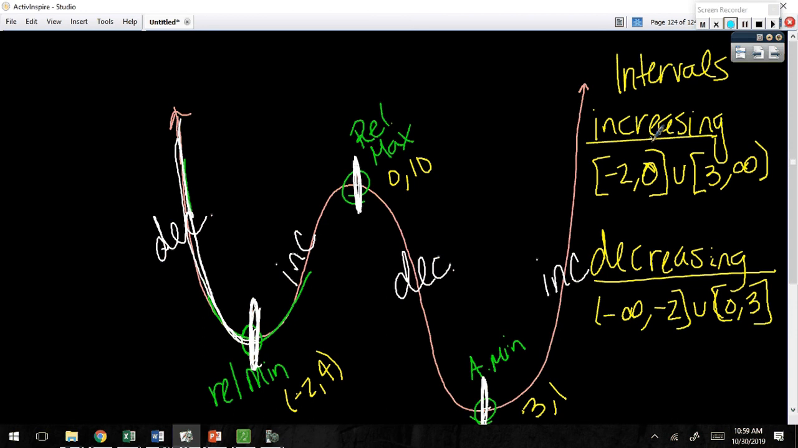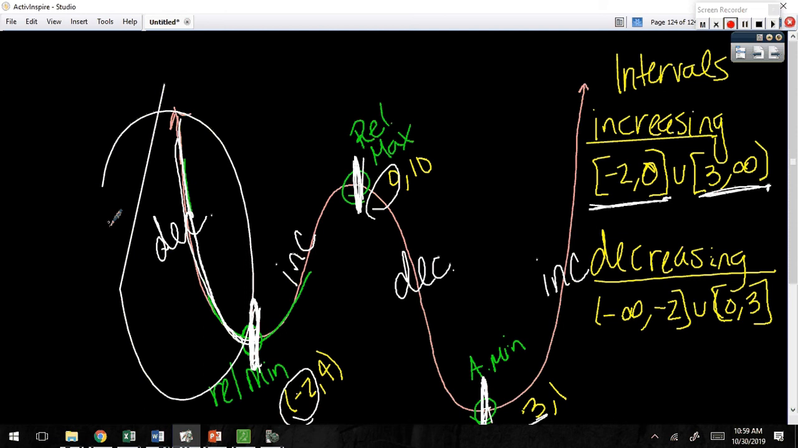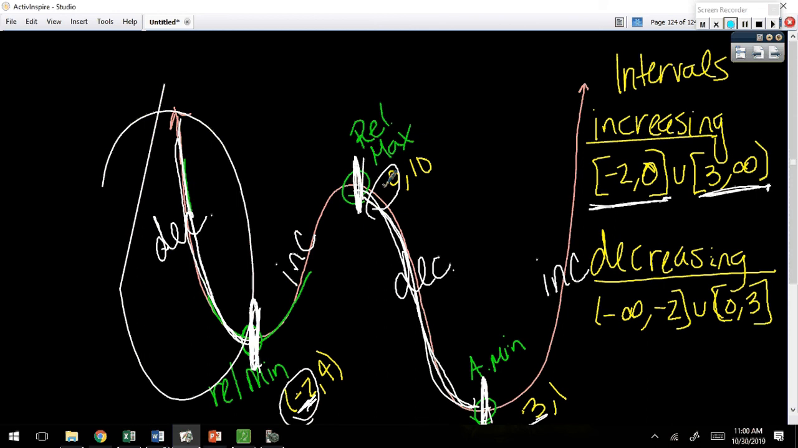So all the places where it's increasing, between these two, so between -2 and 0, and from here to infinity, so from 3 to infinity. Now all the places where it's going down or decreasing is where it starts, so negative infinity, until I hit 2, and it stops, and then it doesn't go down again until I hit this little piece here, which is from 0 to 3.